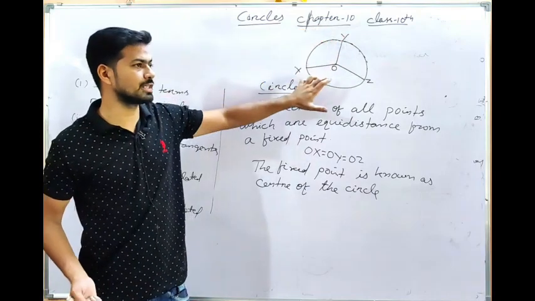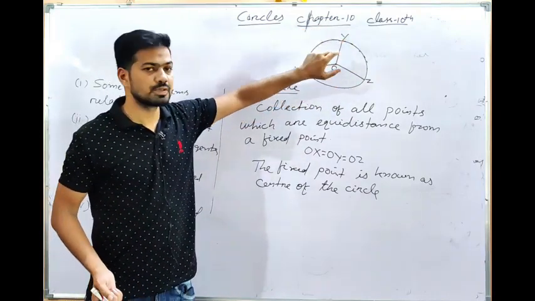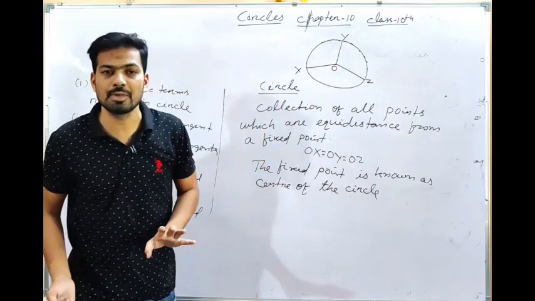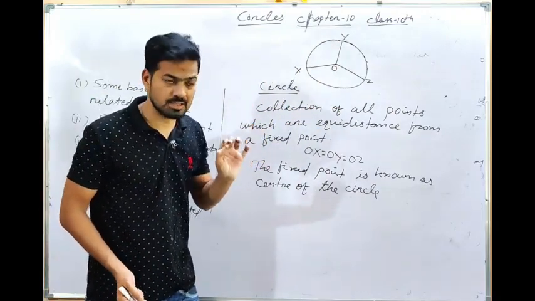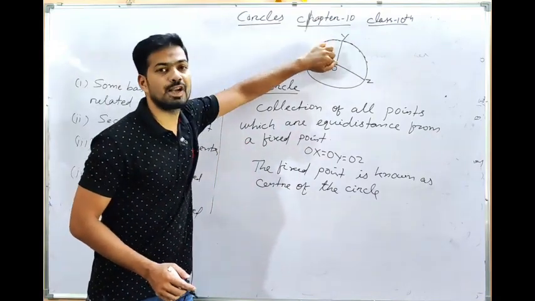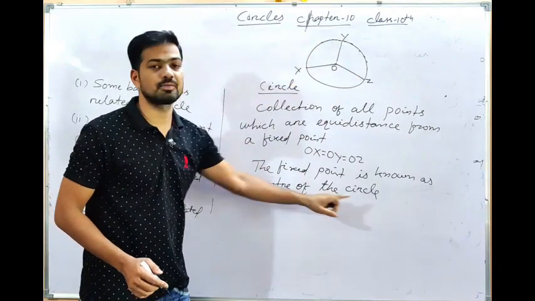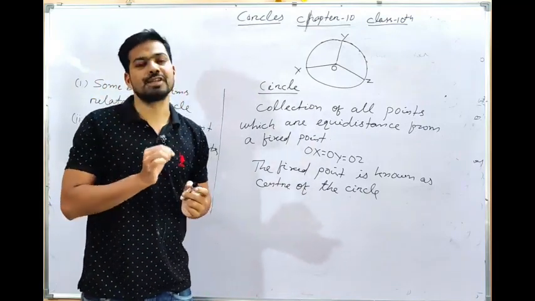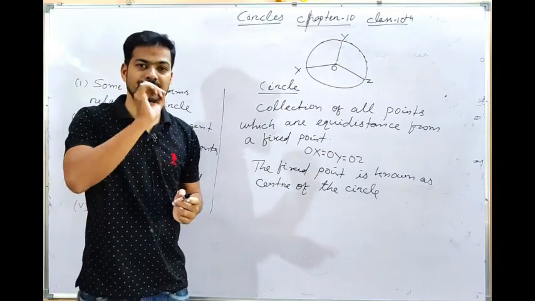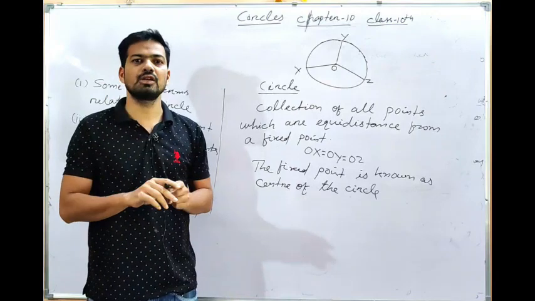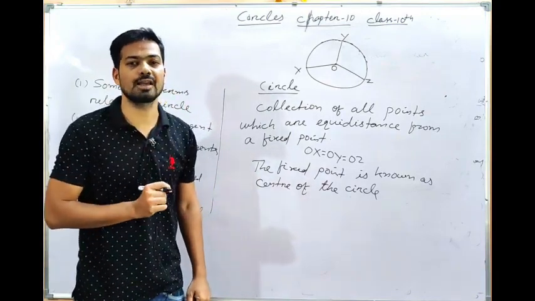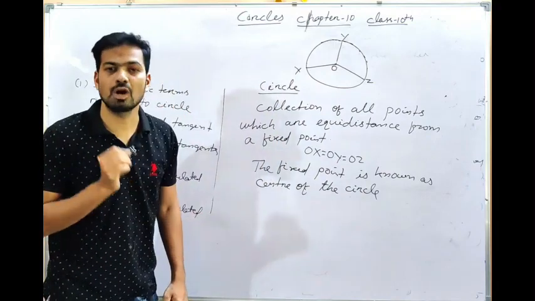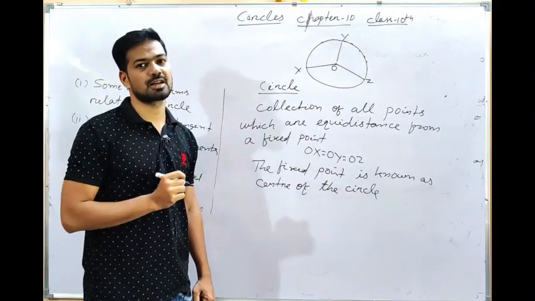मतलब जितने सारे पॉइंट्स हैं वो सारे पॉइंट जो एक फिक्स पॉइंट से इक्वल डिस्टेंस पे होते हैं, उन सबको लेके जो फिगर बनेगा उसको हम सर्कल कहेंगे. गॉट इट? और वो जो फिक्स पॉइंट रहेगा उसको हम सेंटर ऑफ द सर्कल कहेंगे. समझ में आ गया? फिर से दोहरा रहा हूं. एक फिक्स पॉइंट से समान दूरी पे जितने सारे पॉइंट्स होते हैं उसको कलेक्ट करने से जो फिगर बनेगा उसको हम सर्कल कहेंगे. और जो फिक्स पॉइंट होता है, इसको हम सेंटर ऑफ द सर्कल कहते हैं.